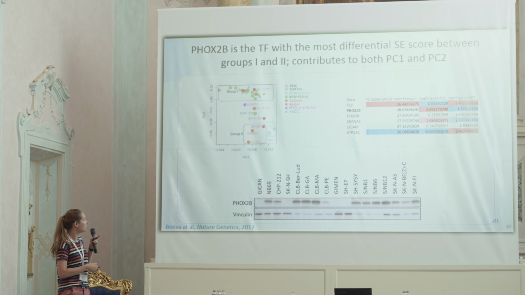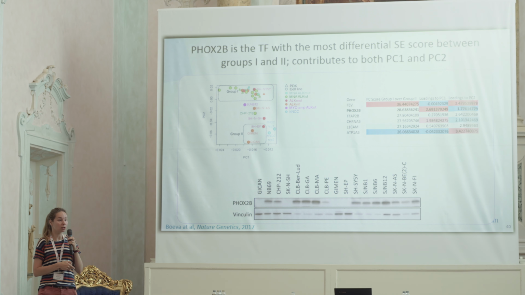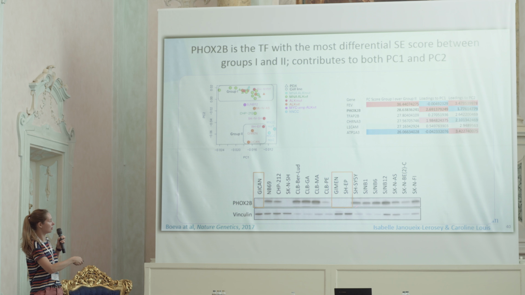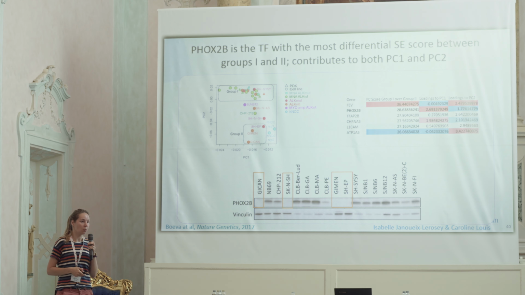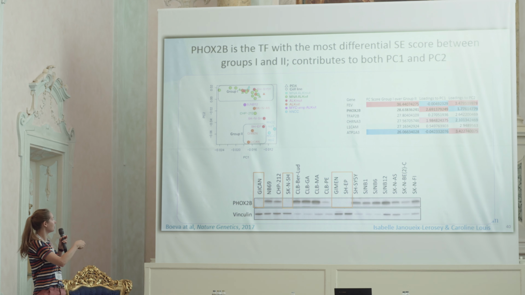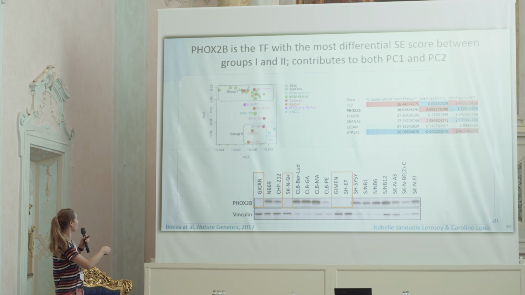So we wanted to know what drives the difference between these 2 groups, and we looked at which genes or which super enhancers contribute the most to these principal components, and we identified PHOX2B. And when we did a Western blot for the PHOX2B protein, we saw that indeed in these 3 cell lines here, PHOX2B protein was absent, and it was also absent in the SK and SH cell line, which is also very close to neural crest on the PCA. So we thought that maybe PHOX2B is the president that drives the identity of these cells, but we wanted to find a president of this group and also ministers and so on.